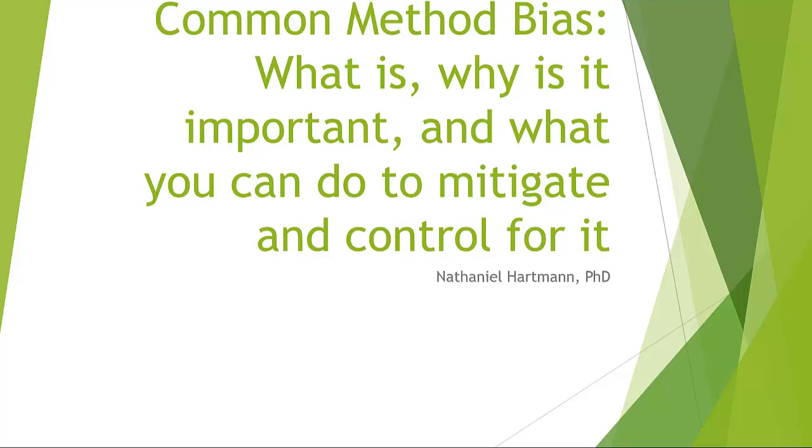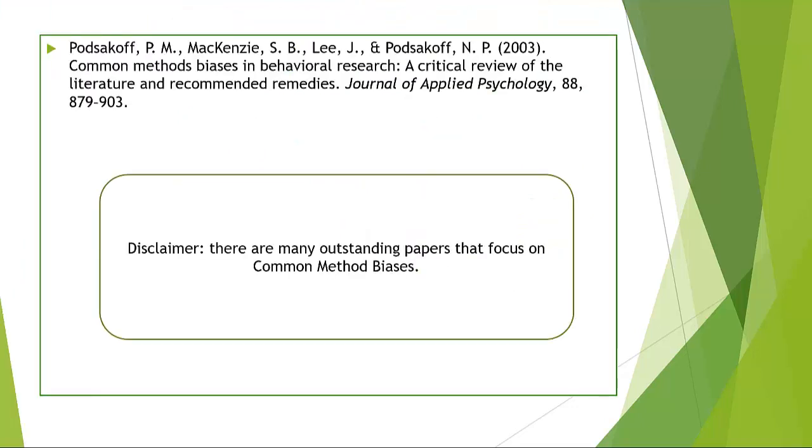Let's talk about common method bias, specifically what it is, why it's important, how it can be mitigated in research survey design, and then also how it can be statistically evaluated or controlled for. The seminal article regarding common method variance was published by Podsakoff et al. in 2003, and it appears in the Journal of Applied Psychology.